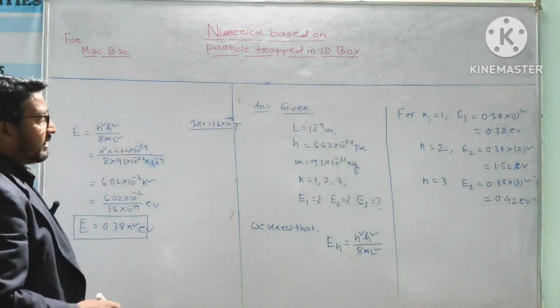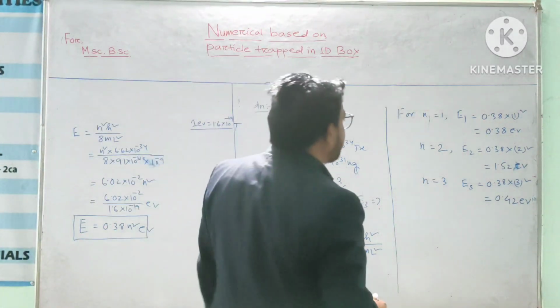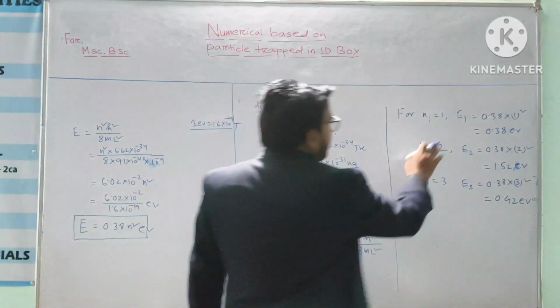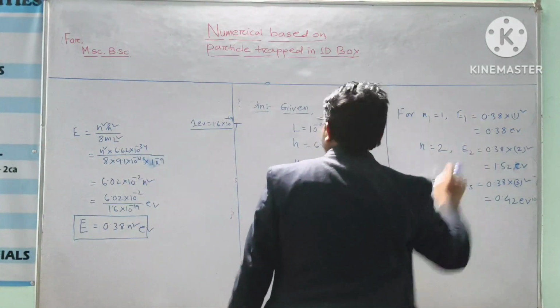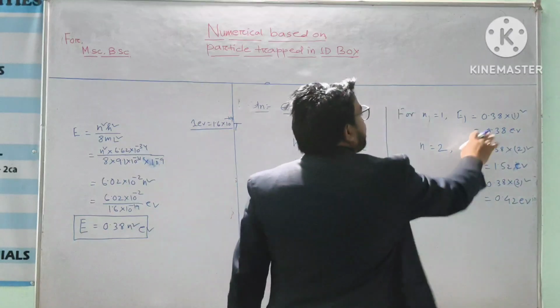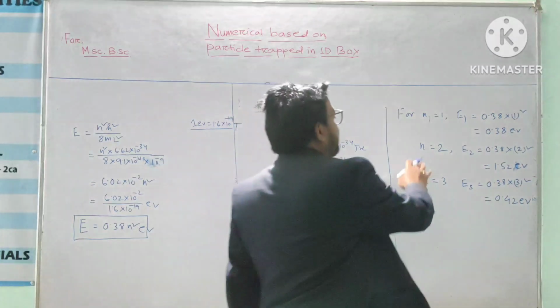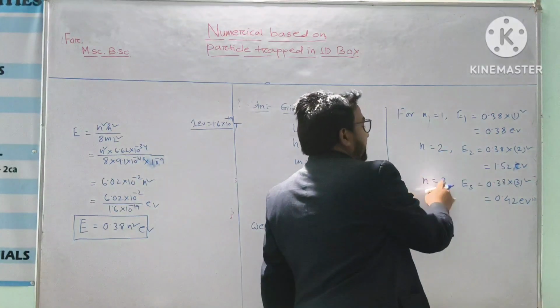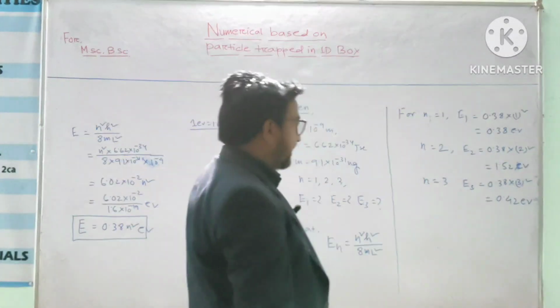Now we are going to find the corresponding energy for n equals 1, 2, 3. So E1 equals 0.38 n square. That means for the first value n equals 1, so 1 square. After solving this part, we get 0.38 electron volt. Similarly, n equals 2, then E2 equals this, and similarly n equals 3, then E3 equals 0.42 electron volt.